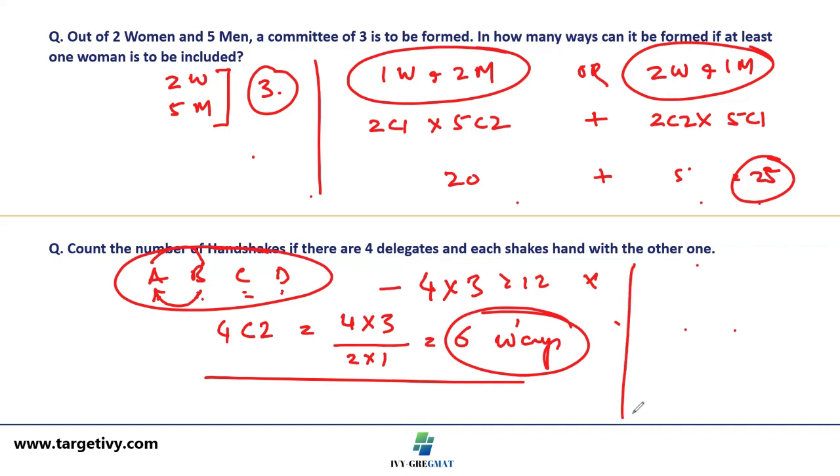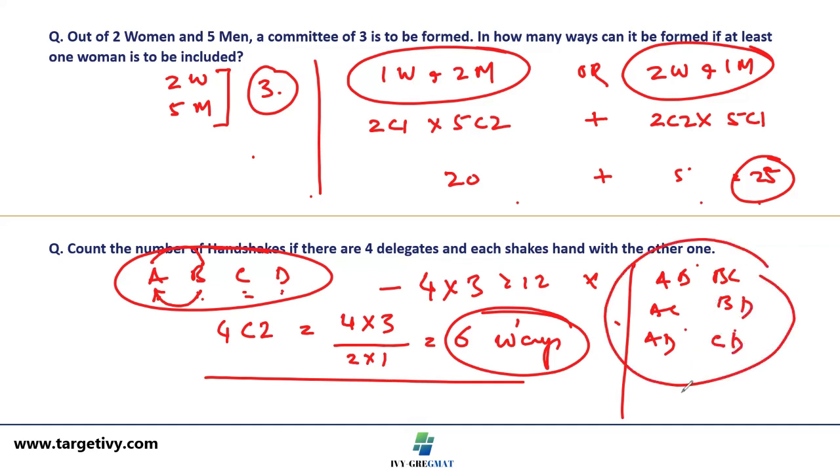It can be like I was saying, it can be AB, AC, AD, followed by BC, BD, and for C it can be CD only. So these are the 6 ways.